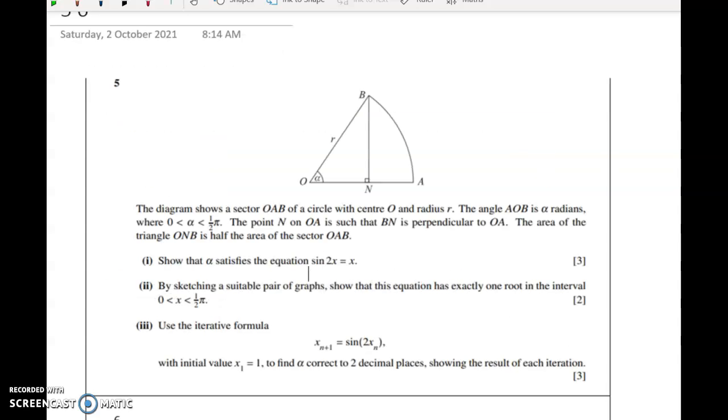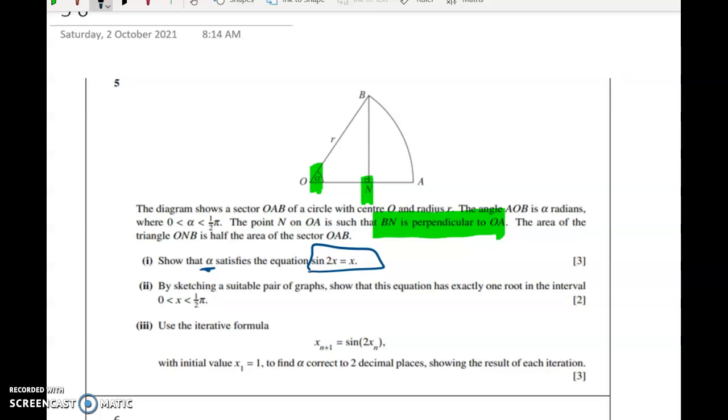We've got a diagram showing a sector of a circle with centre O and radius R, and the angle in here is alpha, and alpha is in the first quadrant, and we know that this point N gives us a right angle triangle. We're told that the area of the triangle ONB is half the area of the sector OAB. So straight away we can see where this is going. We're going to have to do something with the areas of the two shapes. And we have to show that alpha satisfies this equation here.